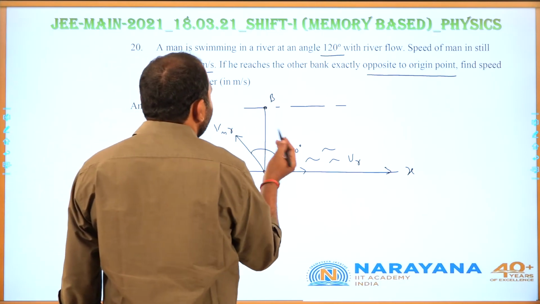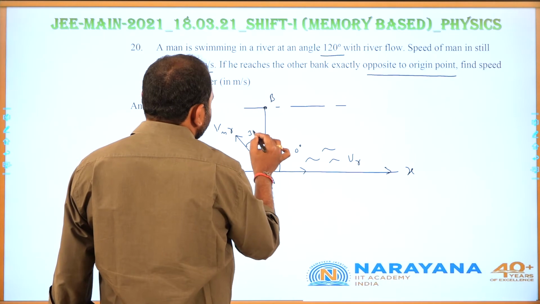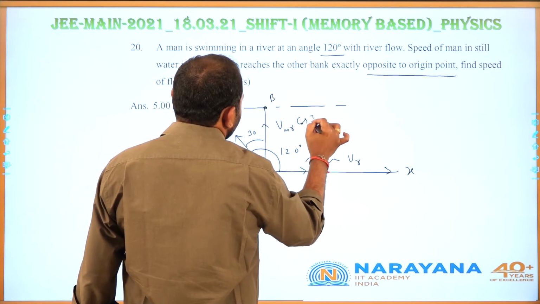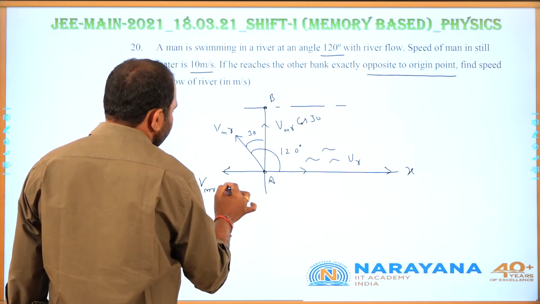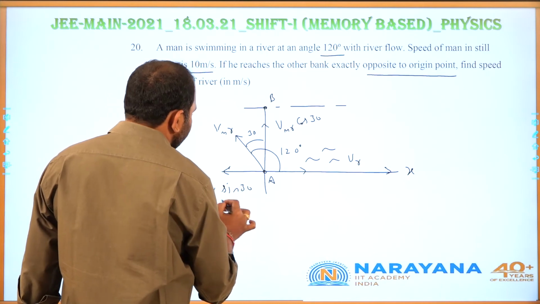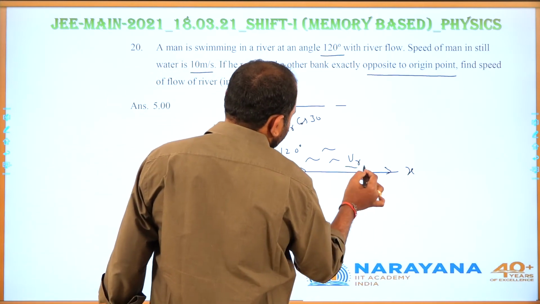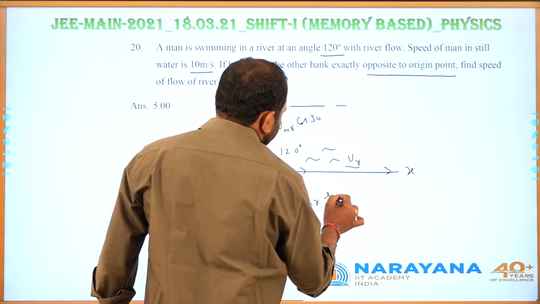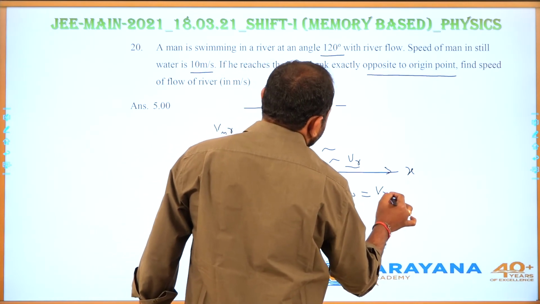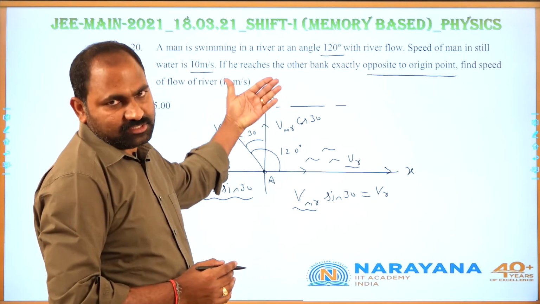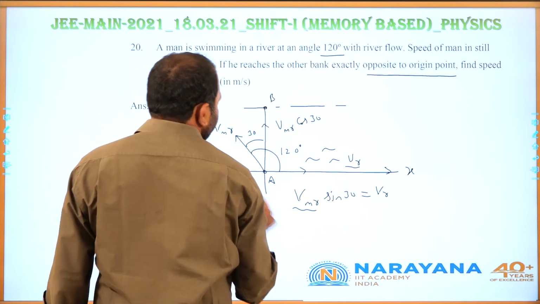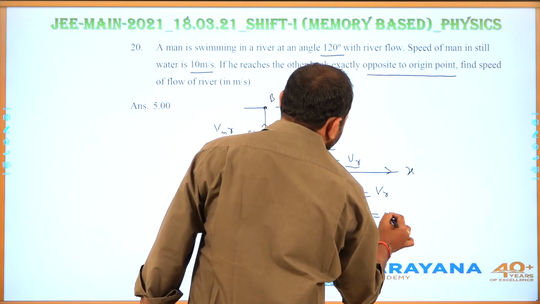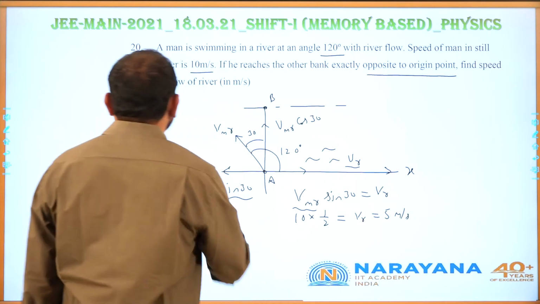So let us resolve VMR into two components. This will be 30 degrees. So the component of VMR in this direction will be VMR cos 30. In this direction it is VMR sin 30. VMR sin 30 should balance the velocity of river. Then the resultant will be along AB. So it is clear VMR sin 30 equals the velocity of river. VMR is the velocity of man with respect to river, that is given as 10 meter per second. So 10 into sin 30 is 1 by 2. This is the velocity of river. It is 5 meter per second. So the answer should be 5.